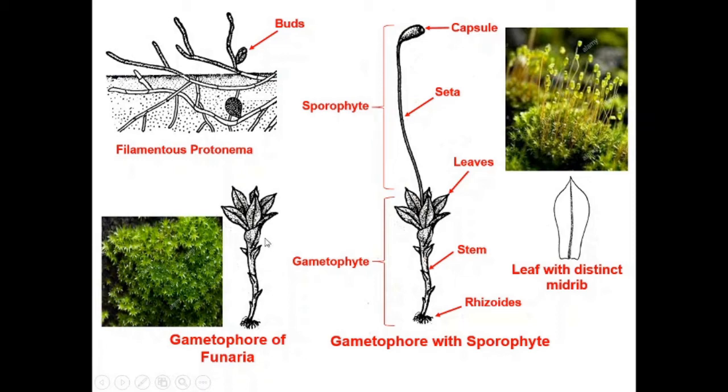Since the gametophytic plant is erect and upright, it is also termed as the gametophore. These gametophytic plants are developed from the filamentous juvenile protonema. Actually, this protonema forms buds on its branches which grow into these mature gametophores. So this filamentous protonema represents the early phase in the development of these erect gametophores.